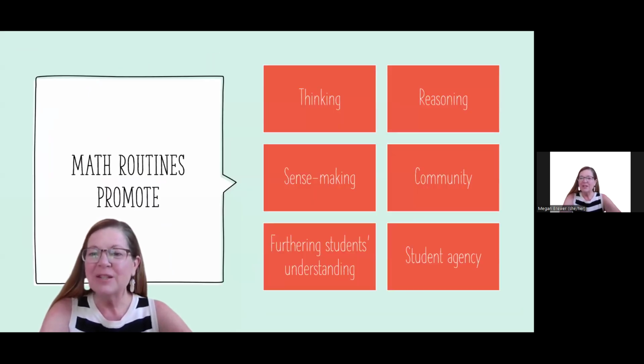So math routines promote student thinking, reasoning, and sense making. They strengthen your mathematical community and further students' understanding of math concepts, thus increasing their individual agency as confident, capable mathematicians.